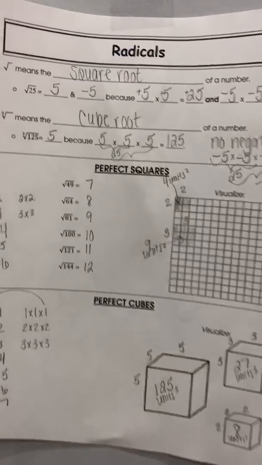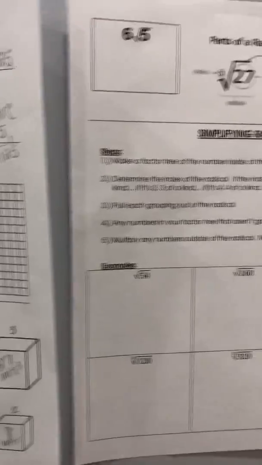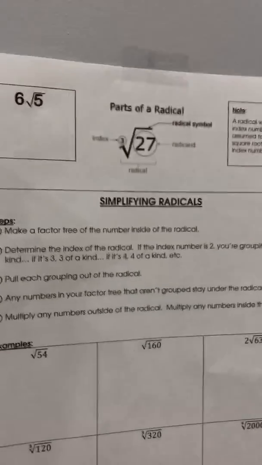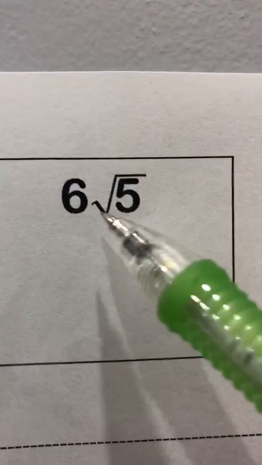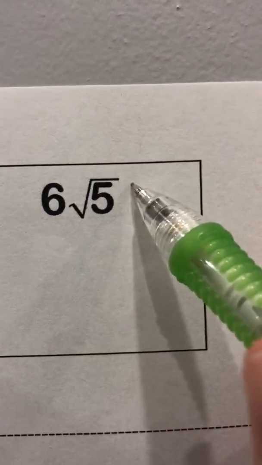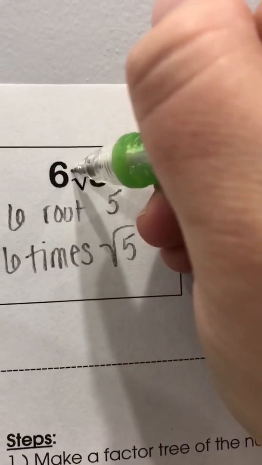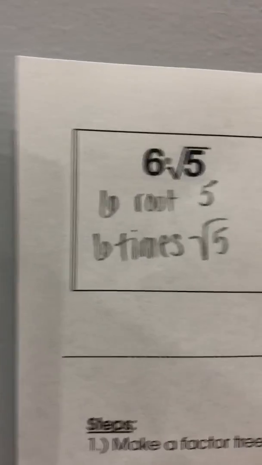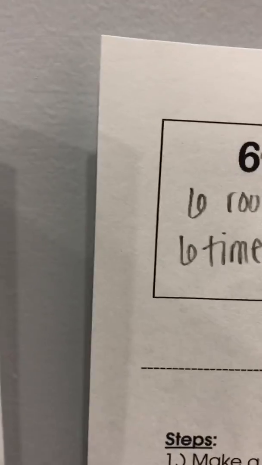Next, we're going to move on to what the parts of a radical are, and we're going to be simplifying radicals for you. So the first thing that I want to note is up here, we have a 6, we have a radical, and we have a 5. If I were to say this out loud, I would say 6 root 5. And what that means is 6 times the square root of 5, right? When there's no symbol in between, we have a multiplication symbol. So that's what that means, 6 times the square root of 5.